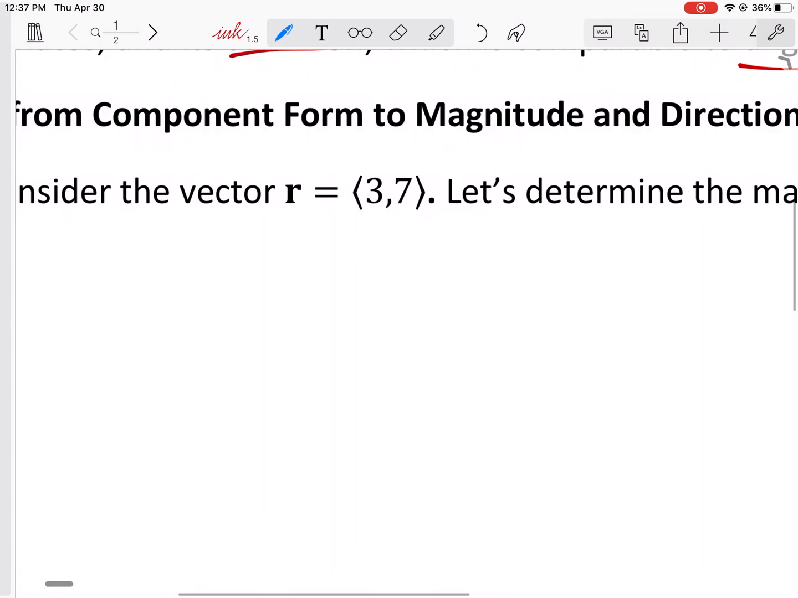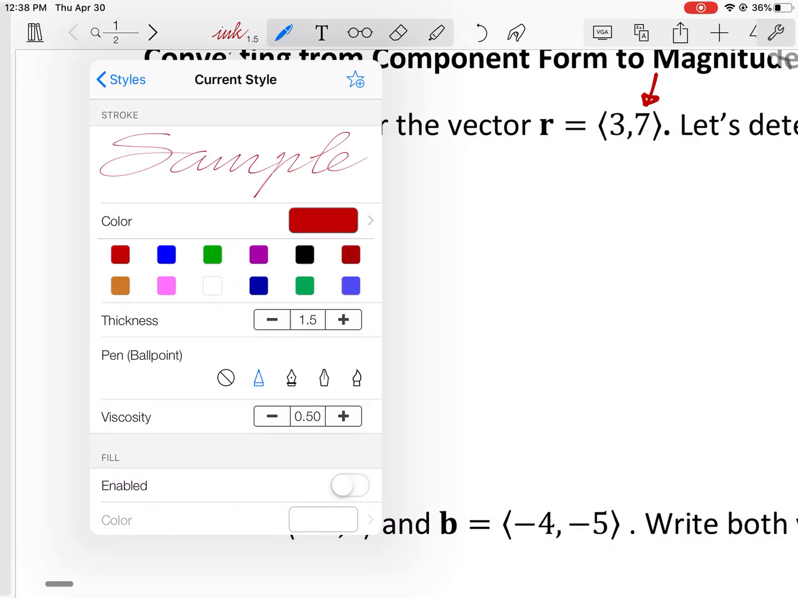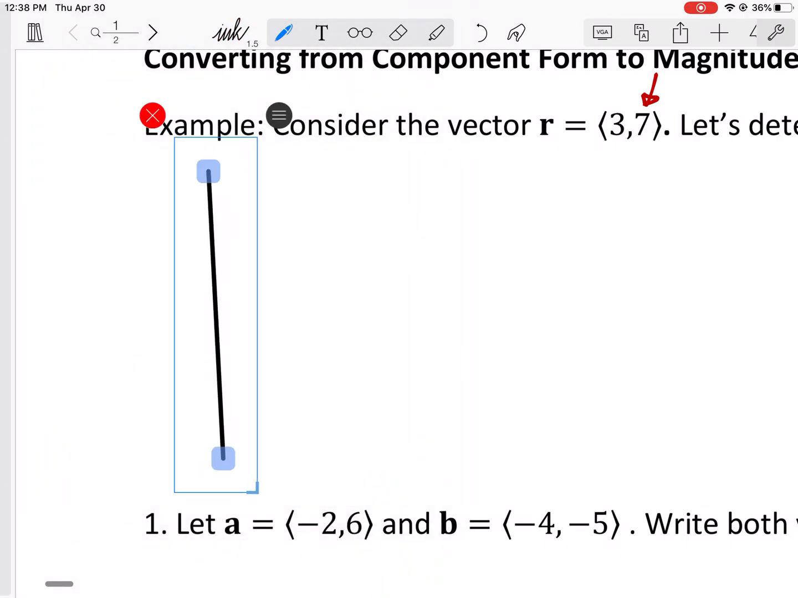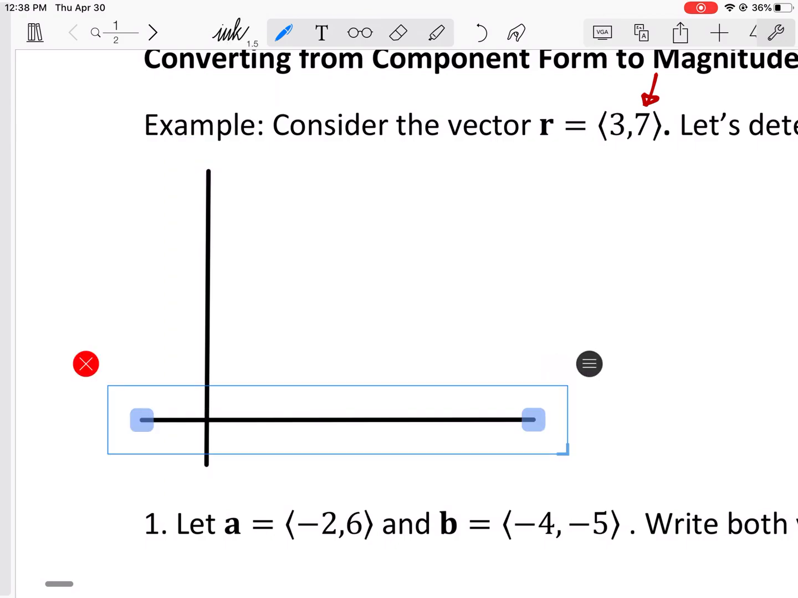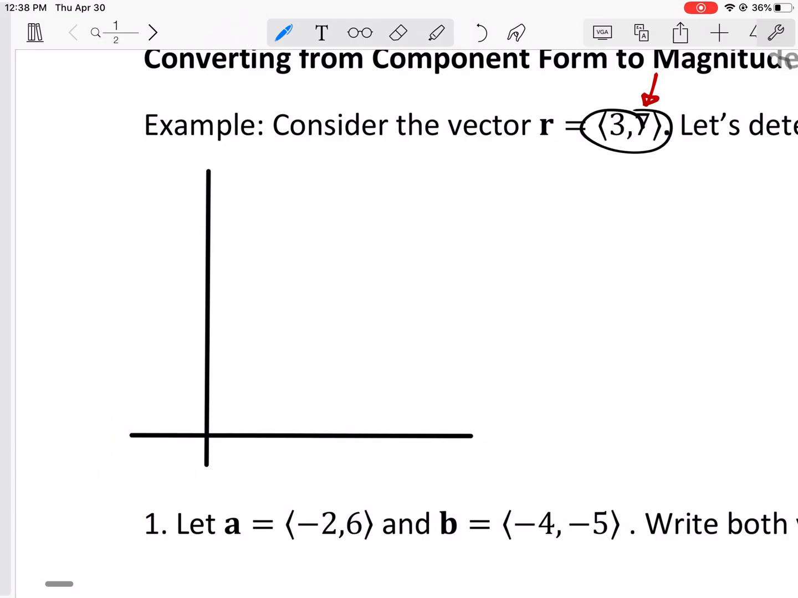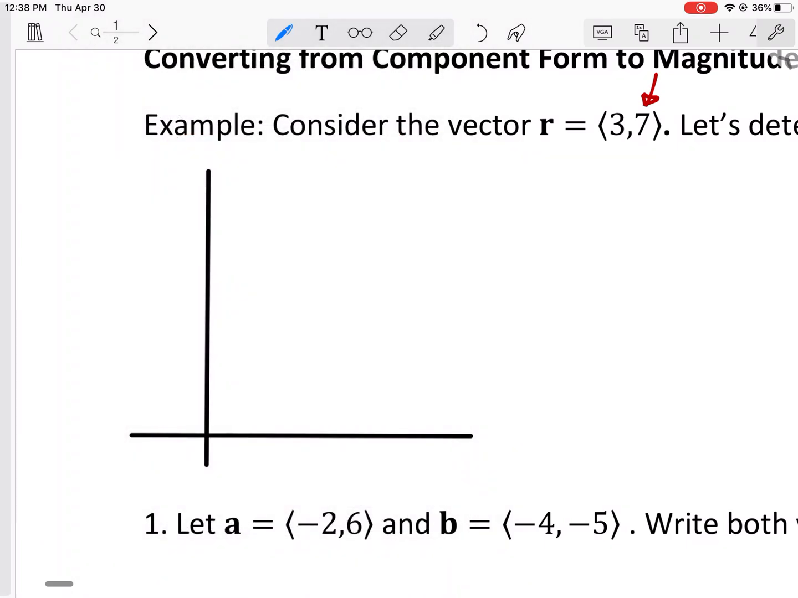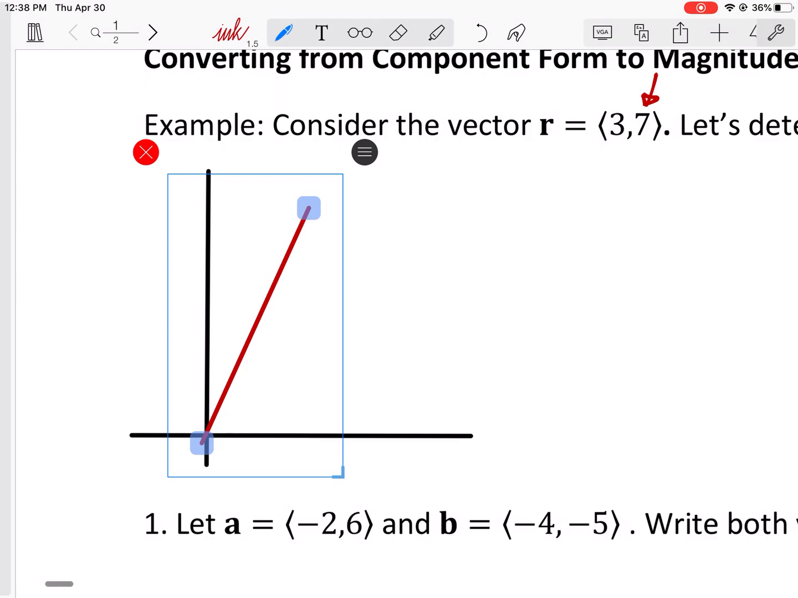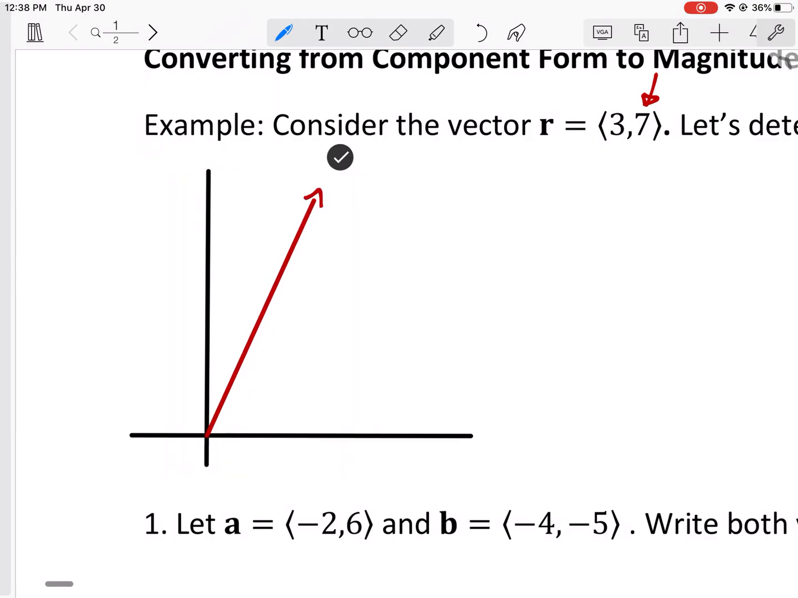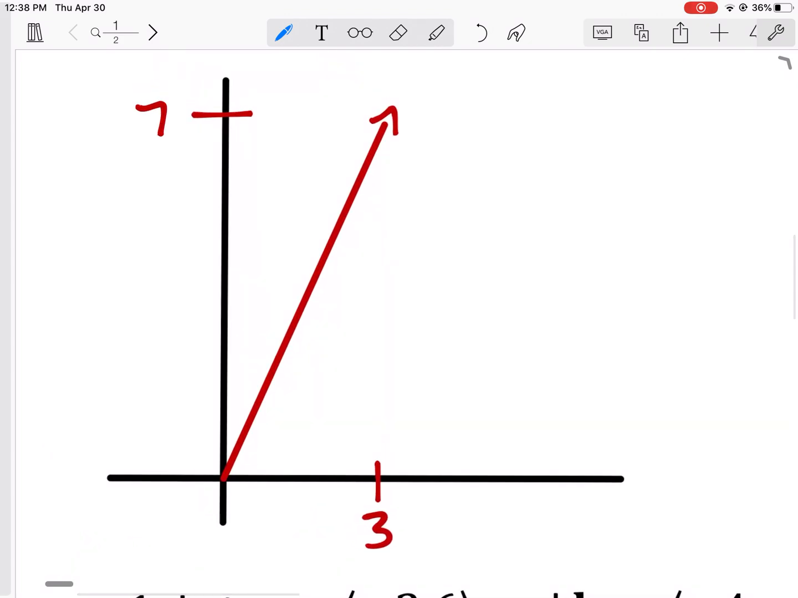So let's consider this vector r, where we have it in component form. Horizontal component is 3, vertical component is 7. And let's determine the magnitude and direction of this vector. Let's look at this visually. I'm going to sketch a coordinate plane, just focusing on the first quadrant because I know this vector should be in the first quadrant if I start at the origin. It's got a horizontal component of 3 and vertical component of 7, so it's reasonably somewhere up there. 3 is the horizontal component, 7 is the vertical component.